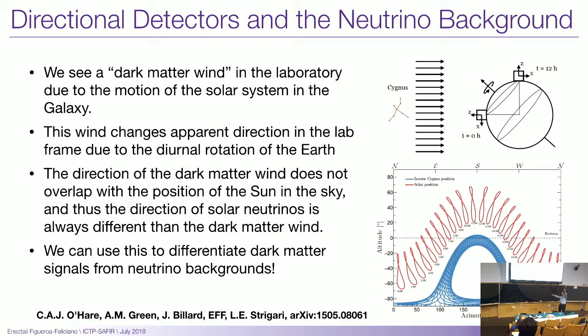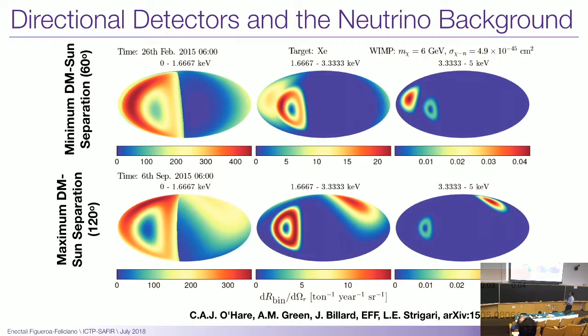So if you could tell the direction of your recoils, all of the neutrino events are going to be coming from there, and the dark matter is going to be coming from here. So one question is, do they ever meet? And the answer is they actually don't, especially for higher recoil energies. You can see that this is the minimum separation and the maximum separation, and this is for different energy bands. So at this higher energy band of 3 to 5 keV, these two things never meet.